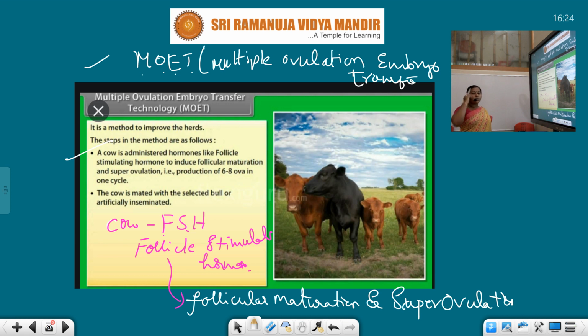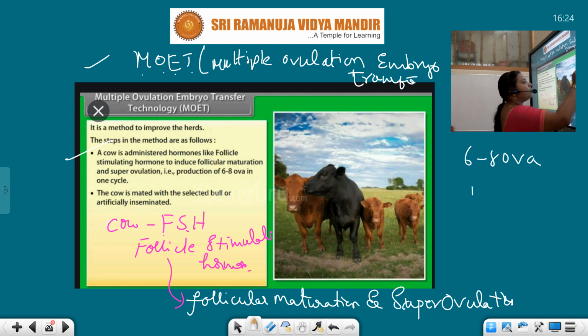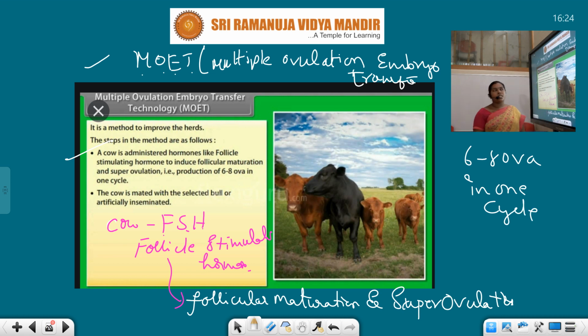What do you mean by superovulation, students? Production of 6 to 8 ova in one cycle. Generally, one time they will be releasing 1 or 2, but due to superovulation, the cow is able to produce 6 to 8 ova in one cycle. The cow is mated with the selected bull or artificially inseminated. At this stage, the cow mates with the bull artificially or naturally. So this is about multiple ovulation embryo transfer.